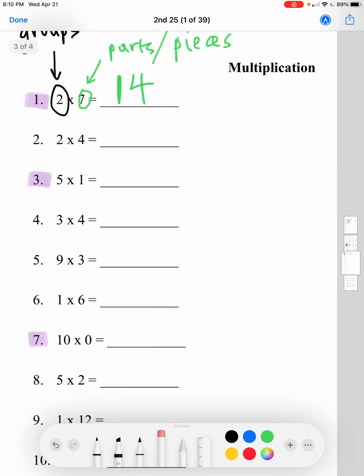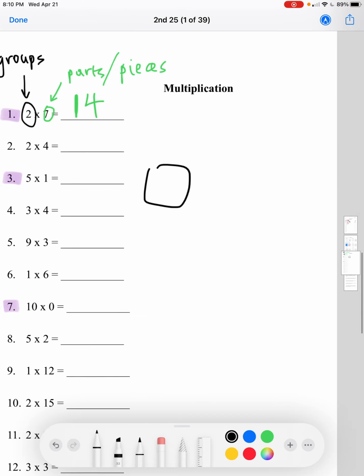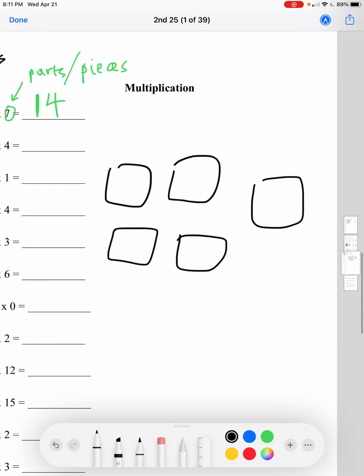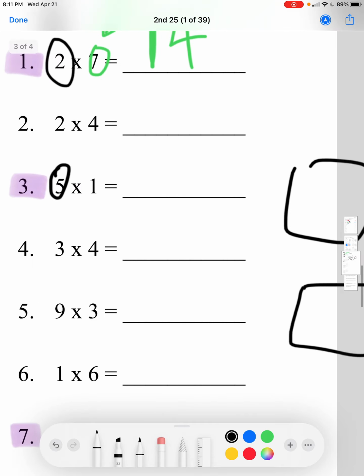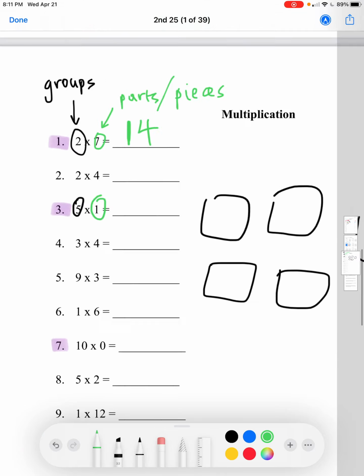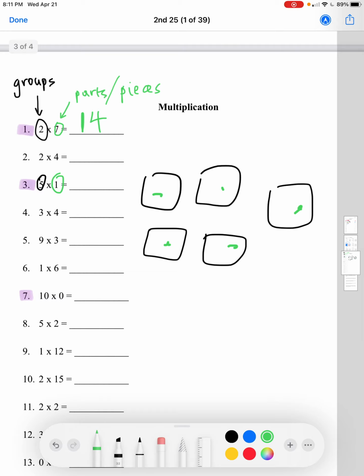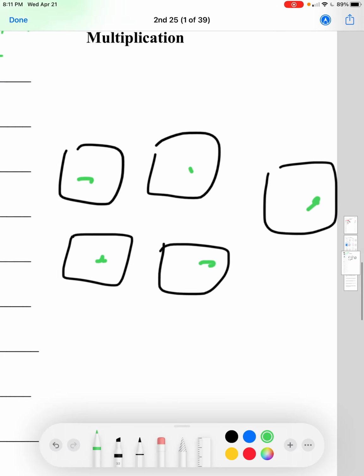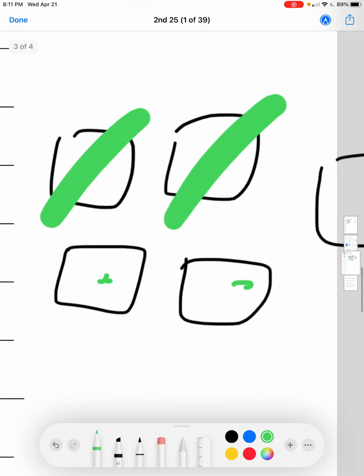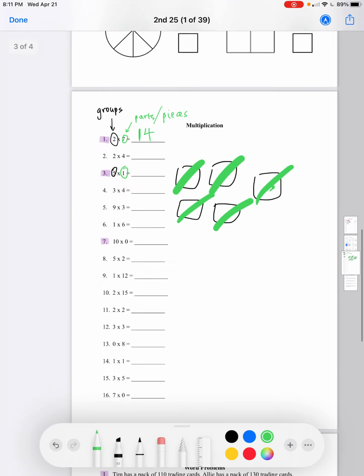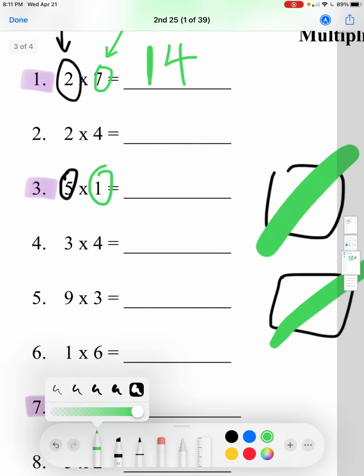Now let's go over number 3. We have 5 times 1. So we have 5 groups. Do it square this time. 2, 3, 4, 5. And there's 1 in each. So we have 1, 2, 3, 4, 5. 1, 1, 1, 1, 1 in each of the 5 groups, and we're just going to count. We have 1 here, 2, 3, 4, 5. So we counted off 5 in total.